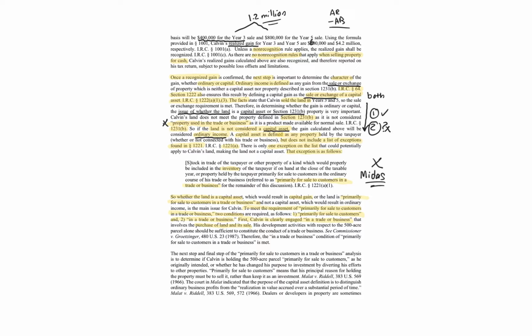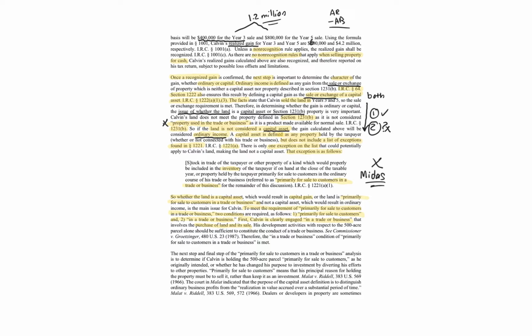Now, if you want to go into the analysis and find a case that's similar, you can do that, but that is very clear. His development activities with respect to the 500-acre parcel alone should be sufficient. You could even argue under Commissioner versus Grotzinger, which is the Supreme Court, one of the main cases defining a trade or business, just the activities alone of subdividing it and installing utilities. Even if he generally wasn't in the trade or business of land, he could potentially be in it just for that. But it's even clearer because he's got past transactions. He's doing it on the side. He's doing other transactions beyond this. So the trade or business condition is met.